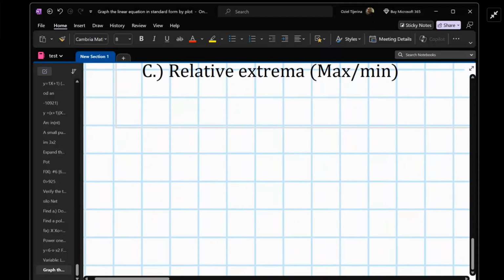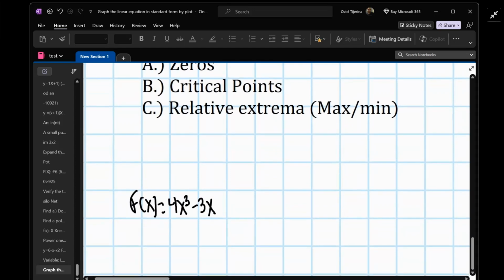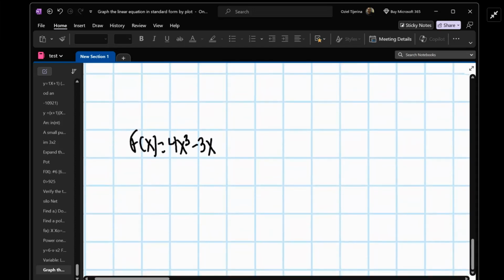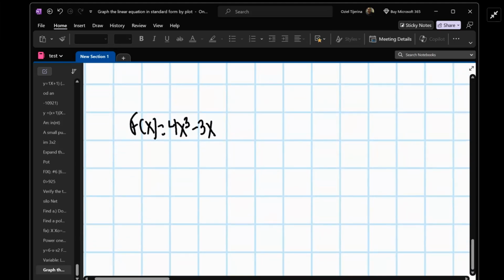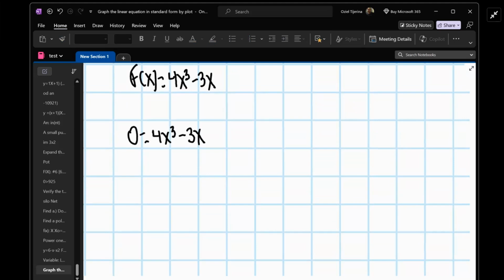So f of x equals 4x cubed minus 3x, right? And so what we're going to do is go ahead and find the derivative, right? Actually, first we're going to find the zeros. So 0 equals 4x cubed minus 3x. Here we're gonna solve this by factoring. So we're gonna take out an x from this.